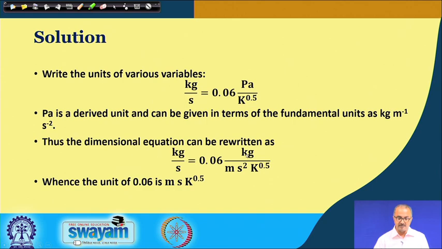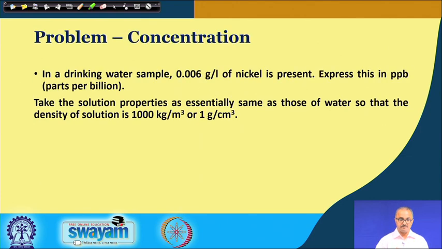So, we put this kg per meter per second square here, and then after some cancellation we find that this 0.06 has a dimension of meter second Kelvin to the power 0.5. So, this particular value is not dimensionless, it has a dimension, and this value will certainly change if we change the dimension. So, that is how we are applying the concept of dimensional consistency, unit consistency in determining the particular unit of a particular constant.